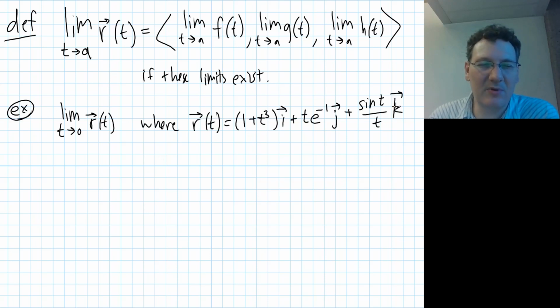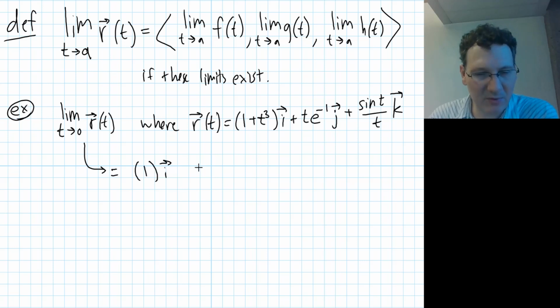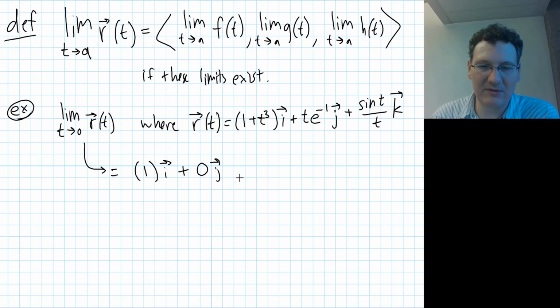Okay, so here's an example. Let's try to evaluate this limit of r of t as t goes to 0, where you have these components, the first component's 1 plus t to the third. So this limit is going to be, for the first component, just 1, because this is a polynomial, so the limit as t approaches 0 is just the value when you plug in 0. For the second one, it's continuous, so you can actually plug in 0. It's going to be 0j. I'll write it out even though it's 0.